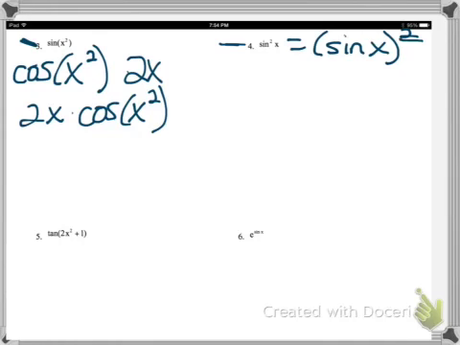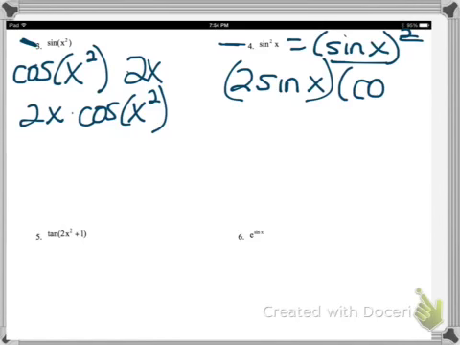So the squared is the outside function, and the sine is the inside function. Okay, so I would bring the 2 down, 2 times sine, times the derivative of sine, which is cosine. So the outside is the squared power, so I do that first, and then the inside is sine, and the derivative of sine is cosine.